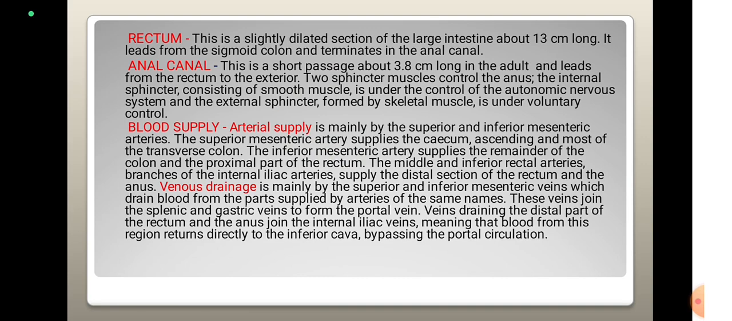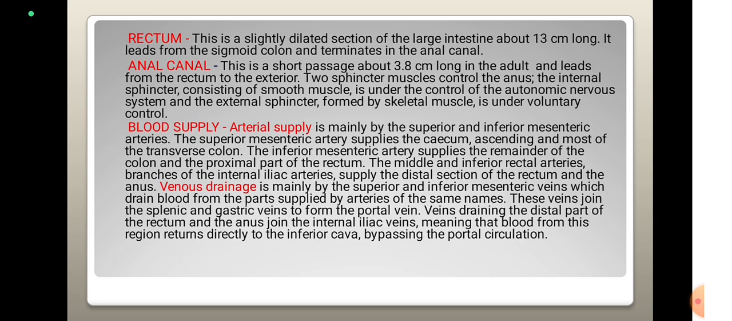Rectum. This is a slightly dilated section of the large intestine about 13 centimeters long. It leads from the sigmoid colon and terminates in the anal canal. Anal canal. This is a short passage about 3.8 centimeters long in the adult and leads from the rectum to the exterior.